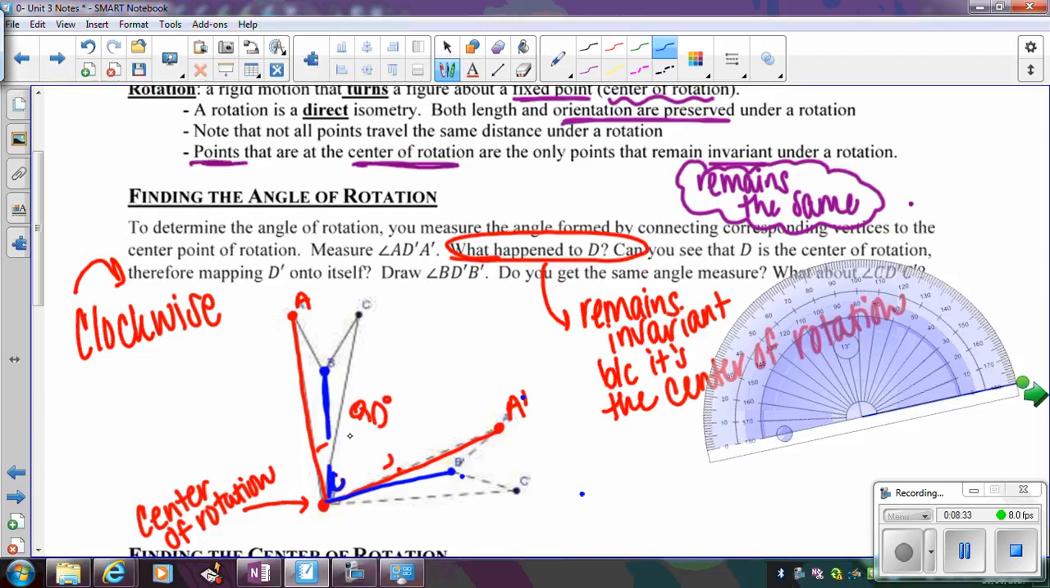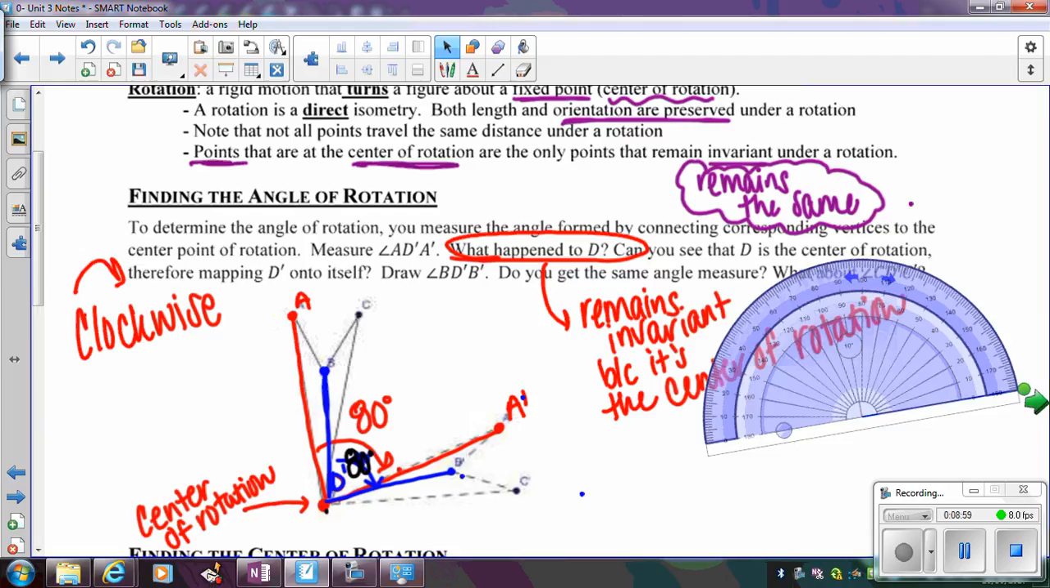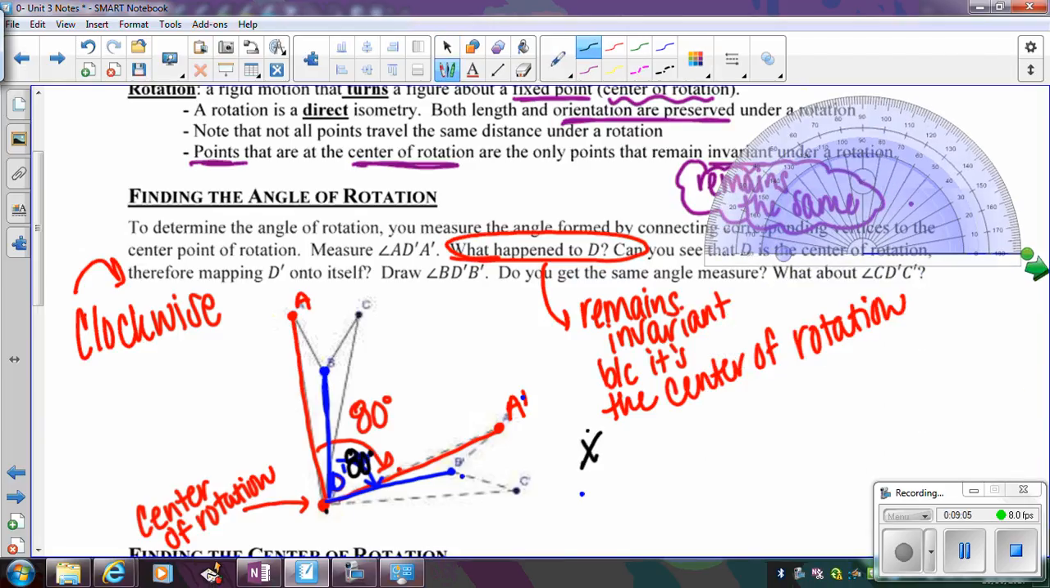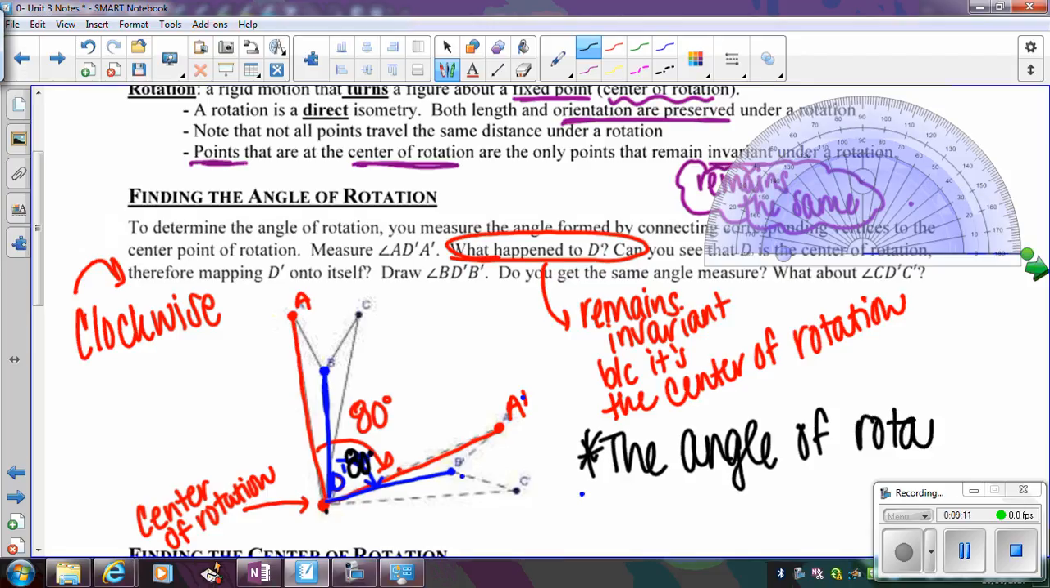So let me erase that. I just want to write this a little bit neater so you can actually see it. So this is 80 degrees. So we see that they're the same. And then if we were to do the last angle here from C to D prime to C prime, again, you're going to see that it's the same. So I'm going to just make a note here. You can actually try that if you don't believe it, but it will end up being the same. So I'm going to say that the angle of rotation remains the same.